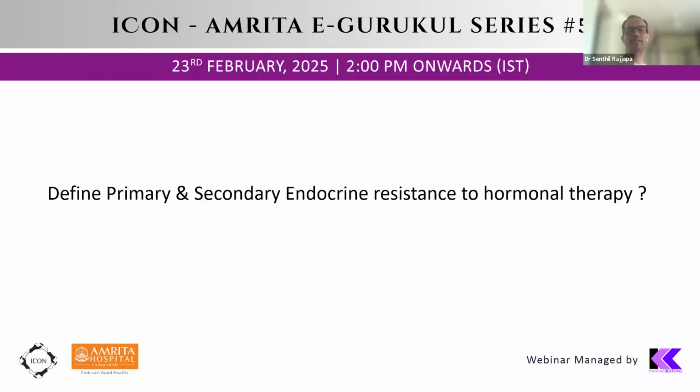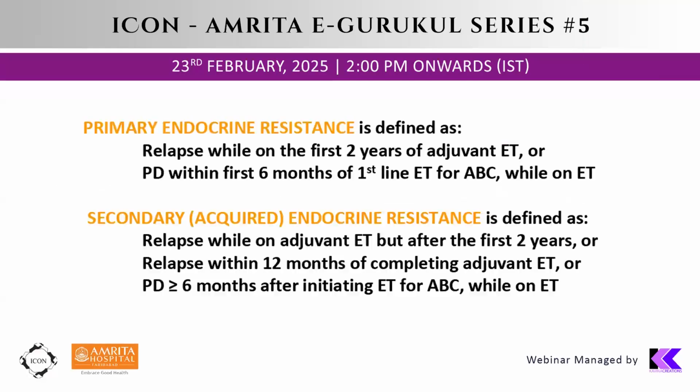Okay, define primary and secondary resistance to hormonal therapy. Go ahead, Pruthvi. Yes, primary endocrine resistance is defined as relapse within the first 2 years of adjuvant therapy, and in the metastatic setting, as progression within less than 6 months of first-line endocrine therapy. And secondary resistance is defined as relapse while on adjuvant therapy after the first 2 years of endocrine therapy, or relapse within 12 months of stopping it, or in the metastatic setting, disease progression after 6 months of endocrine therapy.